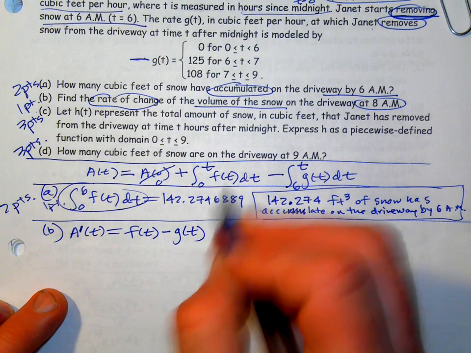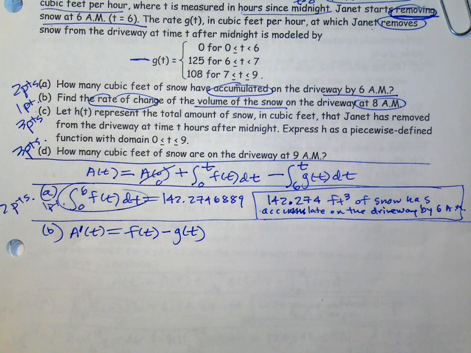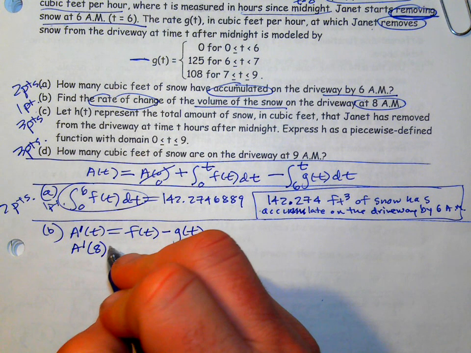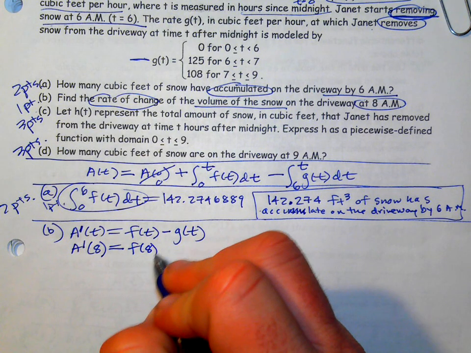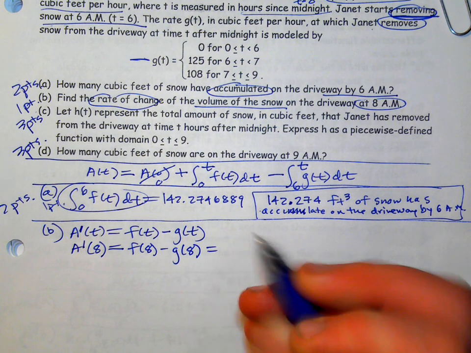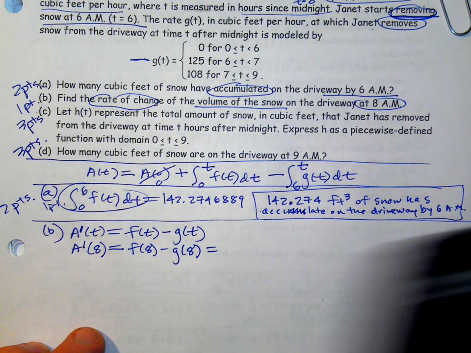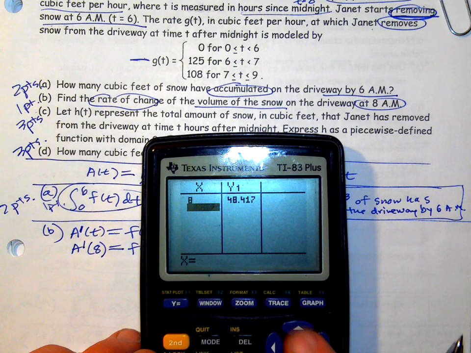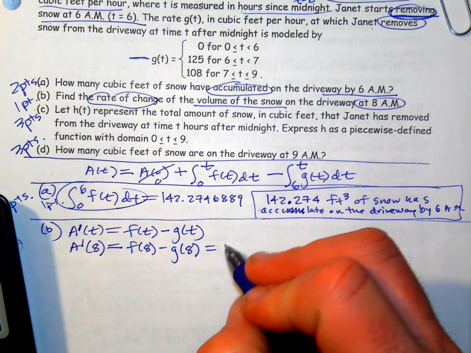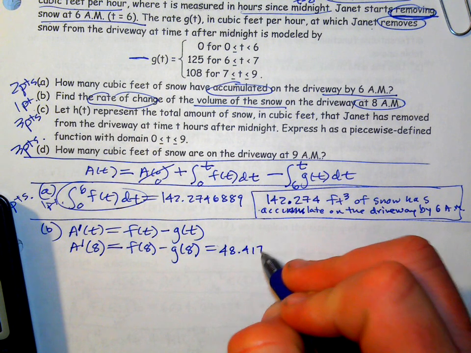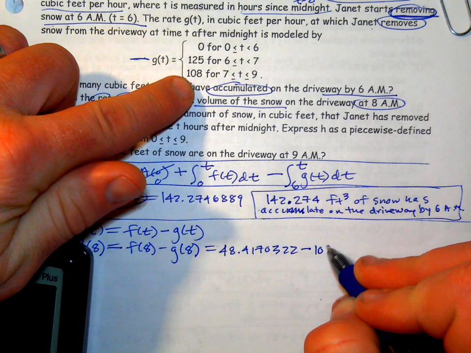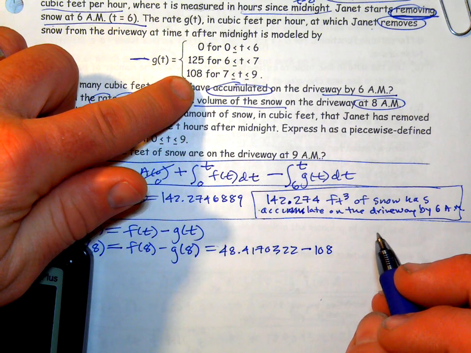I mean, you could do the work right here, Fundamental Theorem of Calculus part 2, but it should make sense that the overall rate is going to be the entering rate minus the leaving rate. So I'm just writing that down, and then we're going to plug in 8 a.m., which is time 8. And so it's going to be F8 minus G8. I would write all this down, show what your calculations are. And so on your graphing calculator, you could go to the table and get F8 is 48.4170322, and G8, if you look up here, is just 108. It's a constant from time 7 to time 9.